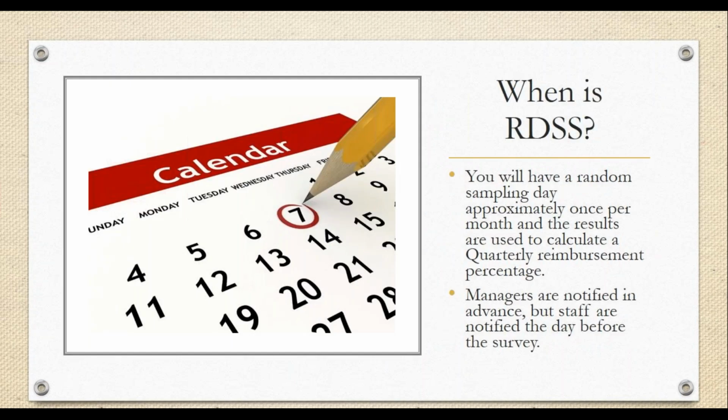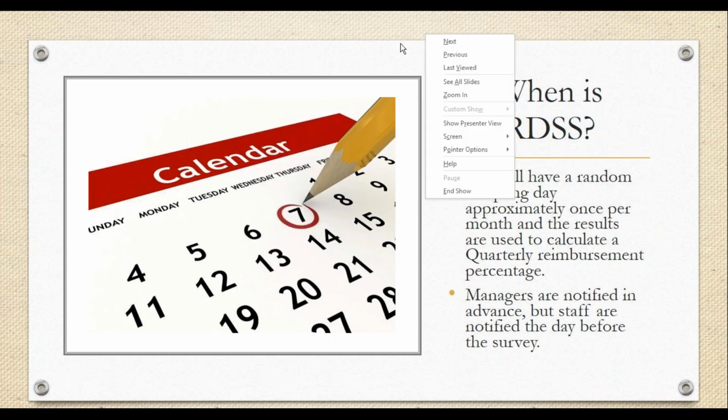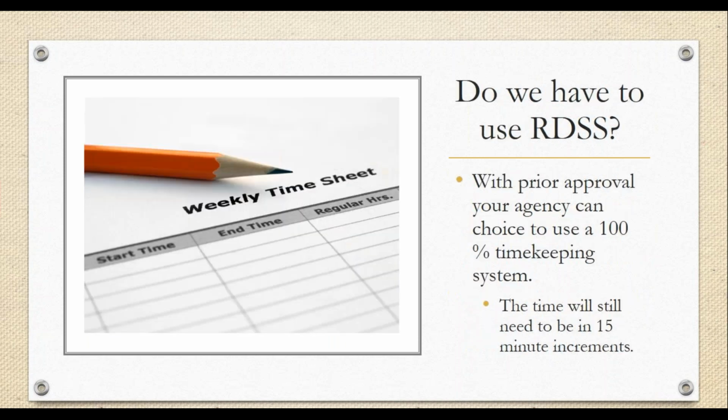When is RDSS? It is approximately once per month, and then what we will do is that we will average your monthly entries into a quarterly reimbursement rate. Managers are notified in advance, but staff are notified the day before of the survey.